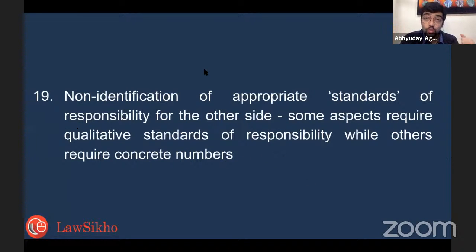Sometimes you need to say qualitatively that you will take your best efforts to do this, you will respond promptly on this. And sometimes you need to have a specific timeline, like a service level contract or a cloud computing contract will say there will be 99.99% availability and uptime. That is a quantitative requirement. So where to put a qualitative requirement and where to put a quantitative requirement is very important.